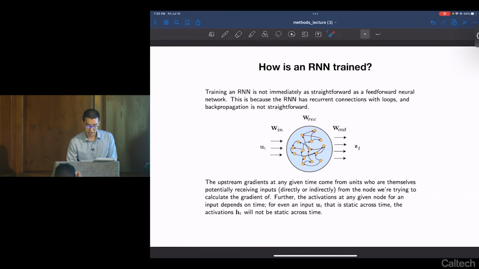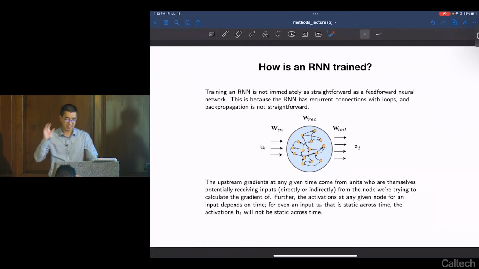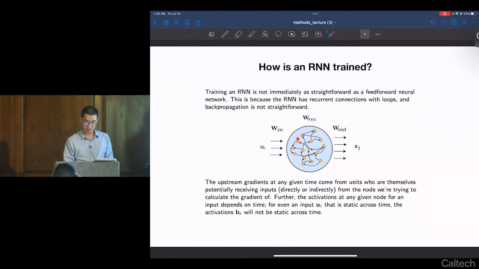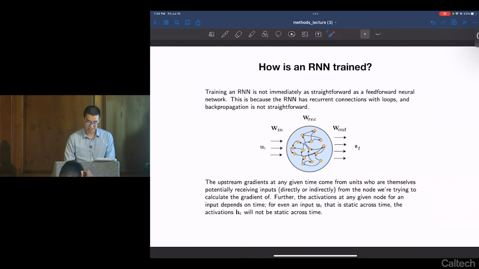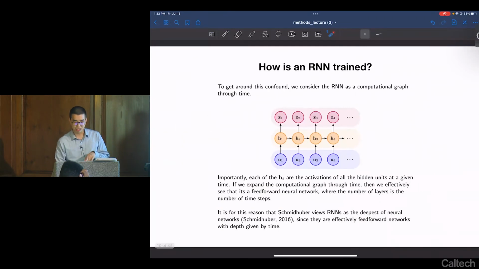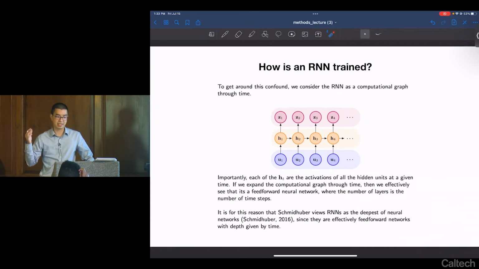And furthermore, the activations themselves are time dependent and also dependent on the input that changes also across time. All of these mean that it's not straightforward to just naively say, I'm going to apply the chain rule to this recurrent mess of connections. We need another way to actually do the backpropagation. So the way that we do this, and I'll explain this intuition in more detail on the next slide, is that we unroll the recurrent neural network in time.